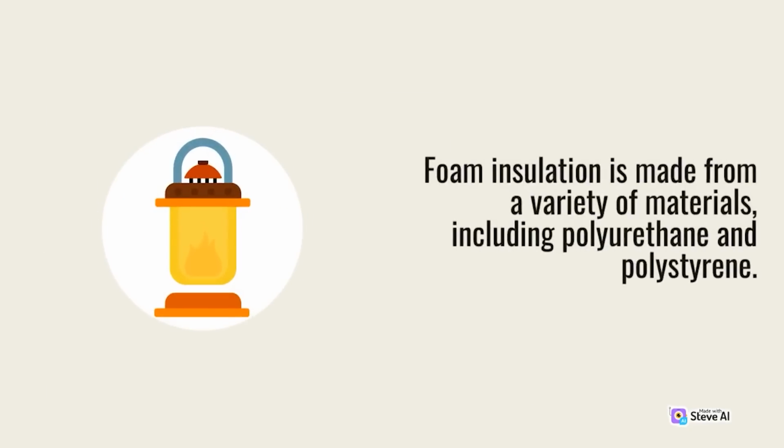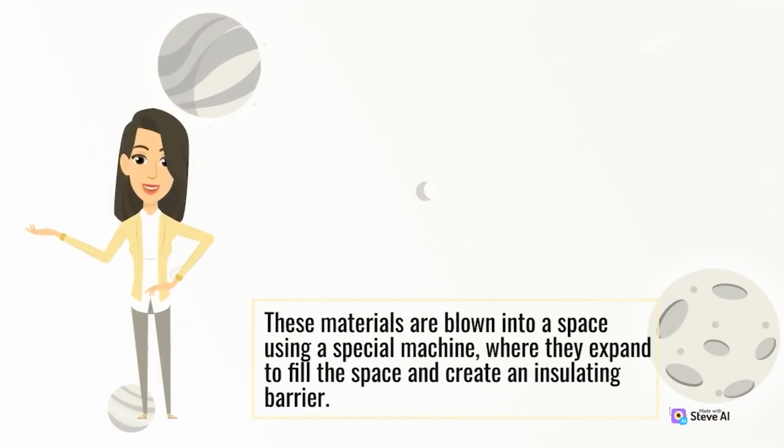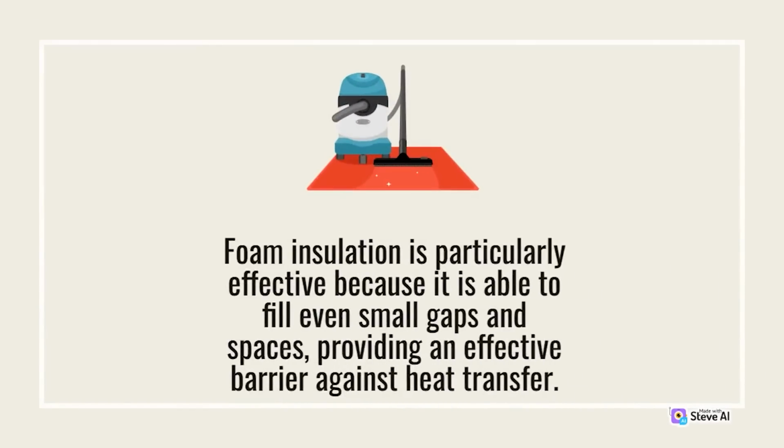Foam insulation is made from a variety of materials, including polyurethane and polystyrene. These materials are blown into a space using a special machine, where they expand to fill the space and create an insulating barrier. Foam insulation is particularly effective because it is able to fill even small gaps and spaces, providing an effective barrier against heat transfer.